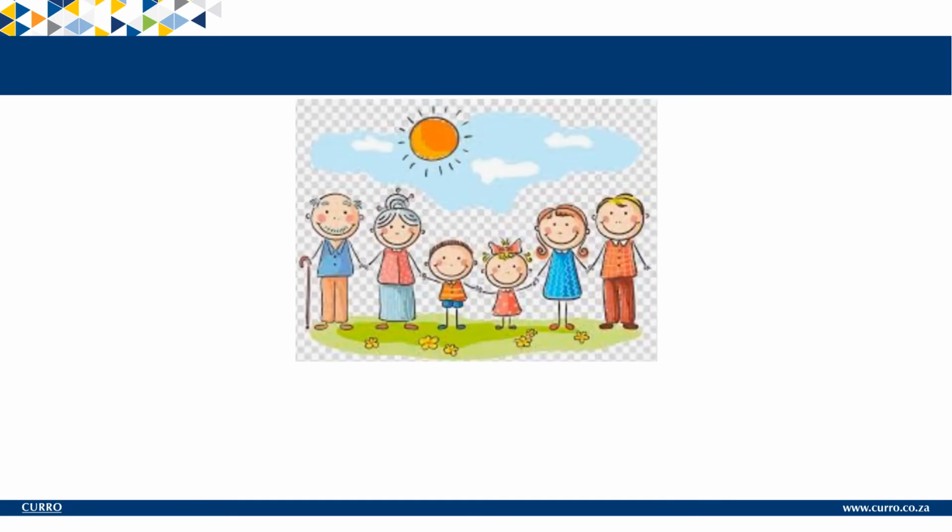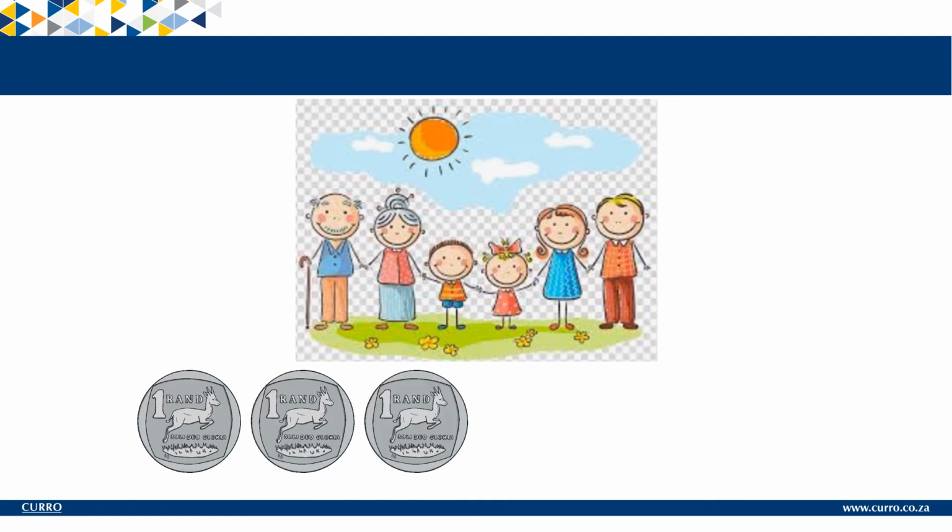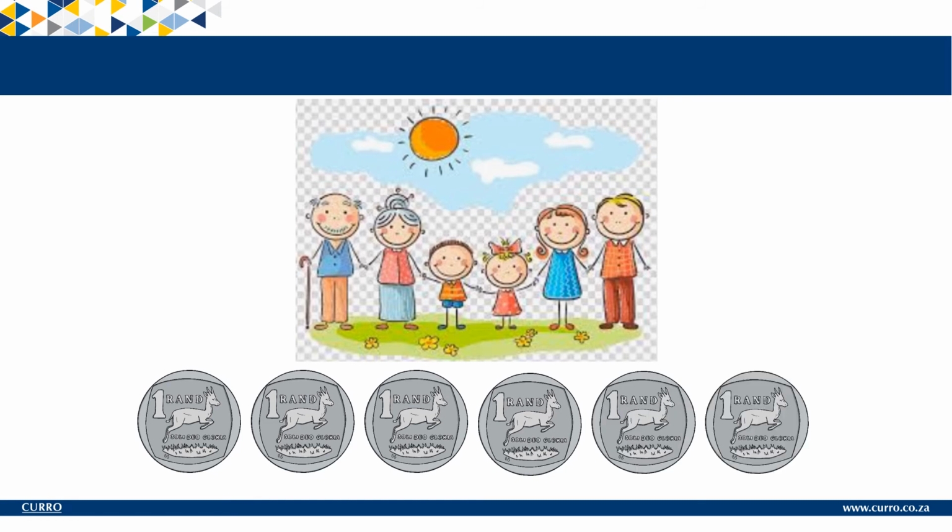Now this family has each saved 1 rand. Let's count how many people are in this family. There's 1, 2, 3, 4, 5, 6. Let's count how much money that would be. 1, 2, 3, 4, 5, 6. They have 6 rand altogether.